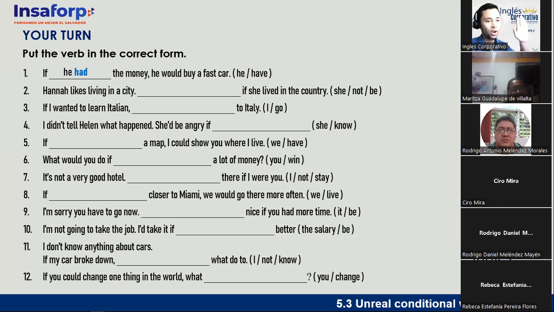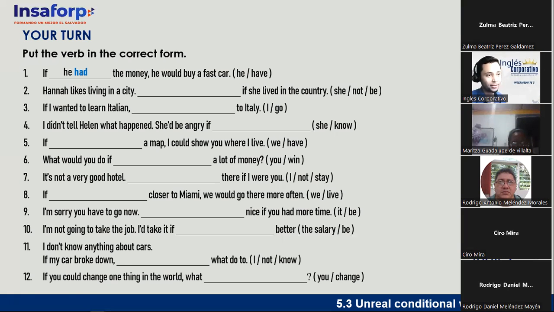Okay, who wants to try number two? Hannah likes living in a city. And then you have she, not be. Ahí está, está en negativo, ¿verdad? Ya sabemos. Vemos más fácil ahí. If she lived in the country. What do you have? A volunteer, please. Zulma. No sé si me equivoco. Hannah likes living in a city. She didn't what or where. Y lo demás, if she lived in the country.